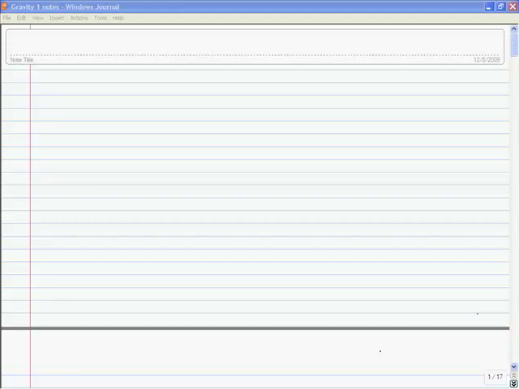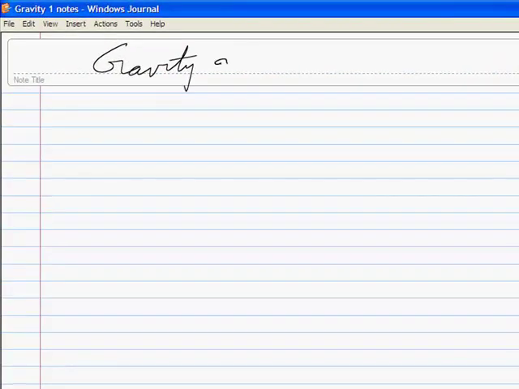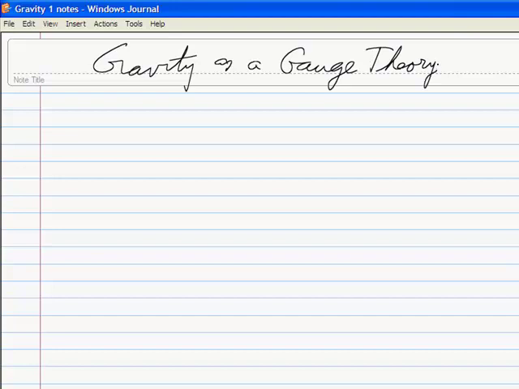That should be fun. This is a presentation of gravity as a gauge theory. It's a very particle physics-y way of thinking about general relativity.